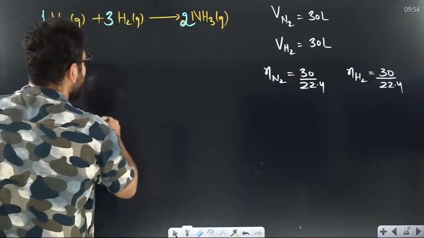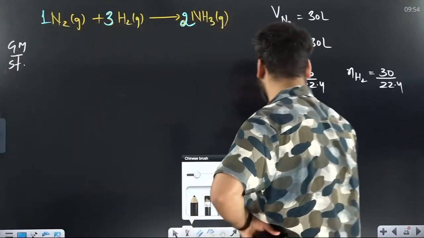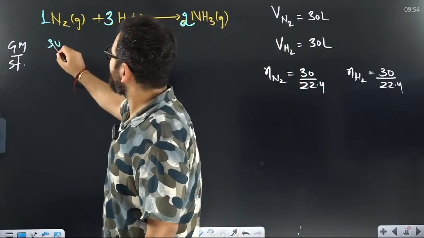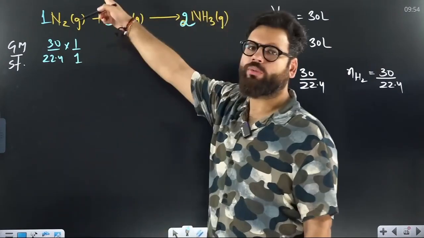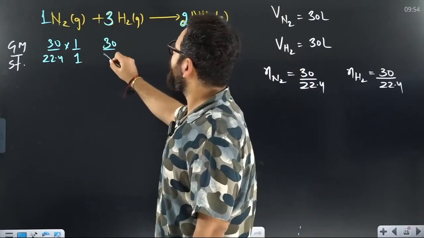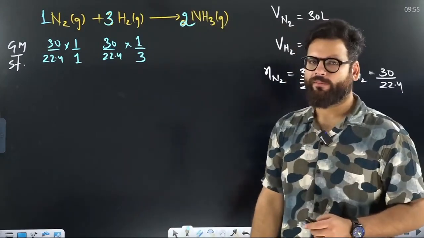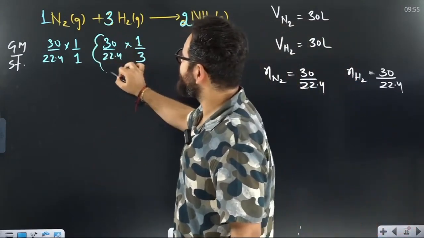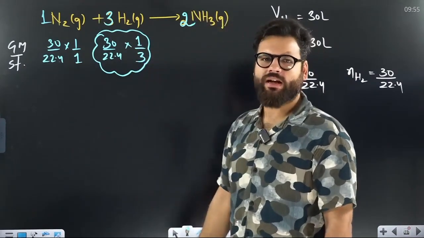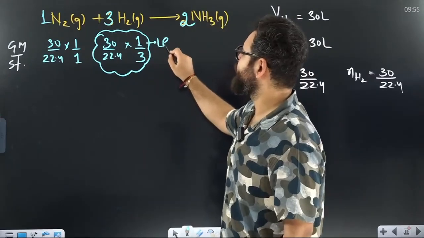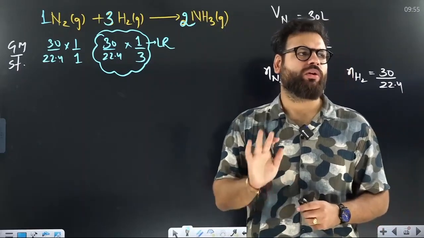So I'll find the limiting reagent. I'll do given moles by stoichiometry. So I'll get 30 by 22.4 divided by 1. Stoichiometry is 1. I'll do 30 by 22.4 divided by 3. And we can see here that this number is small. This is 30 by 66 around. This is the small number, so this is the limiting reagent. That means hydrogen will decide.